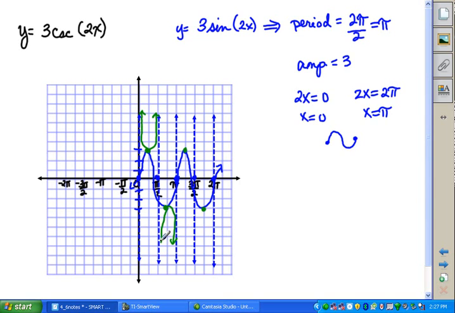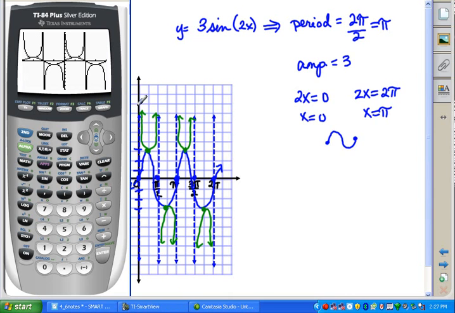And then the graph is going to have that same basic shape, asymptotic to those vertical asymptotes, reaching that maximum or minimum point. Okay. Now let's look at that on the calculator.